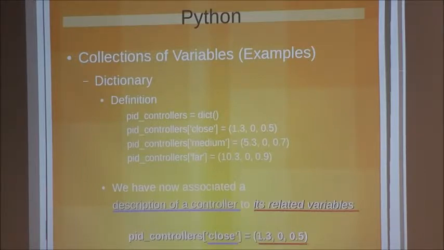So in this case, this could be like a set of PID controllers for a robot. Depending on how close or far away you are from the target, you may want a different gain value. So in this case, it's a description of a controller in relation to its related variables. That's what the blue is the key, the red is the value.